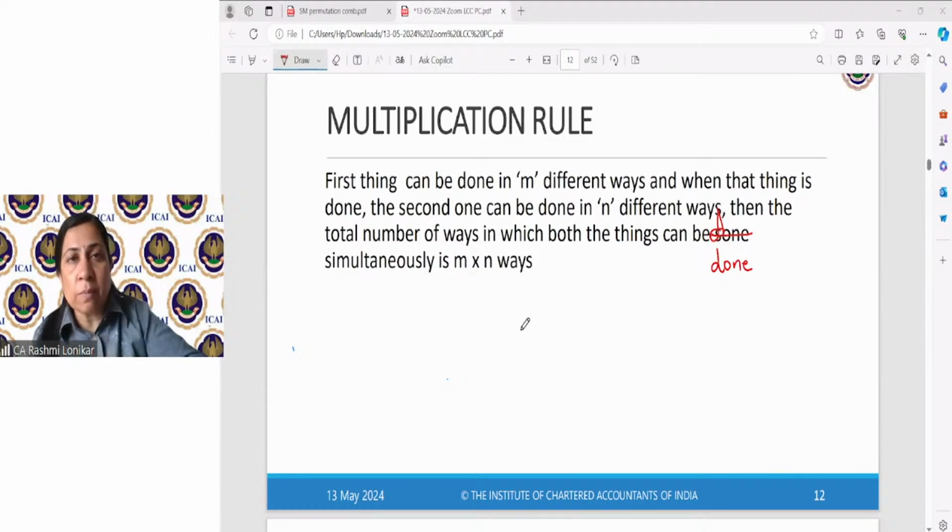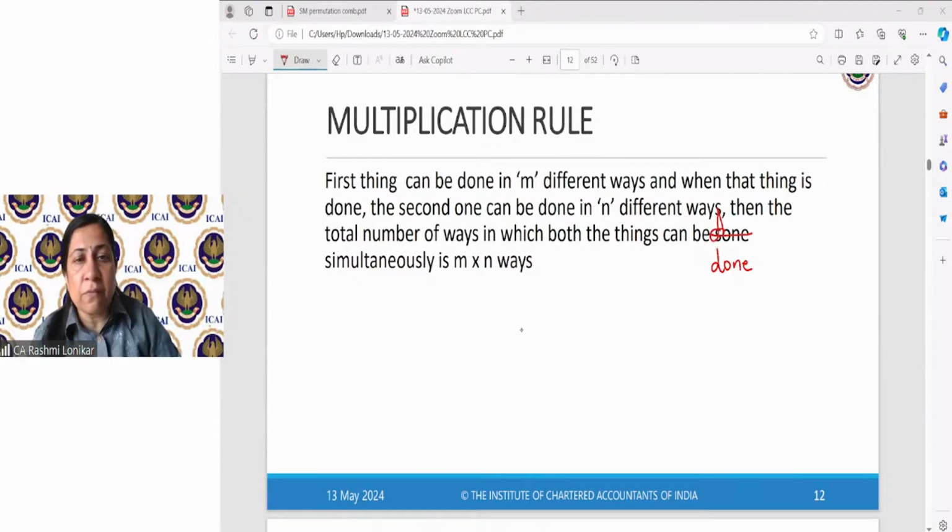And when both of them are done, it is said that I have completed the job. So in how many ways can I do that? First job, if I can do in m ways, second job, I can do it in n ways. So m into n ways in which you can get the job done. This is the theory part. I will explain with an example, but now you will understand.